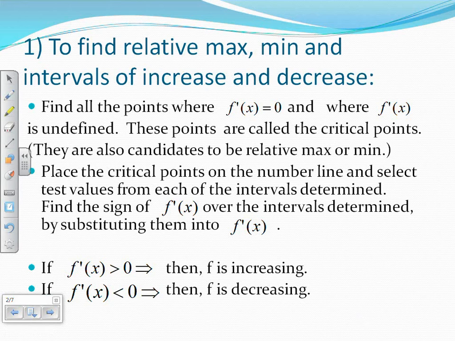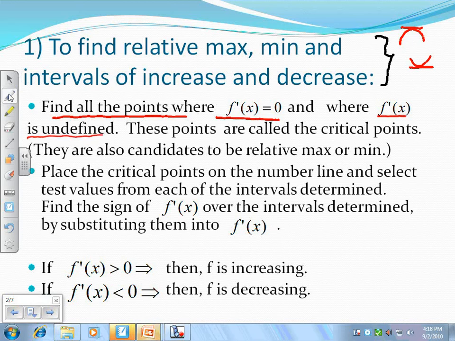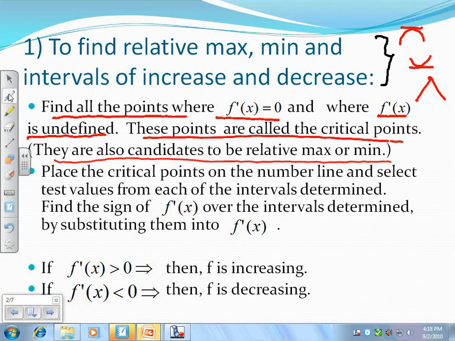First, we're going to want to find the relative max and min. That will also help us to find intervals of increase and decrease. To locate the relative maximums and minimums, we're going to find all points where the derivative is 0. Remember, those are the points where you could have maximums and minimums, soft peaks or valleys. Also, we need to find where f prime is undefined. Those are the points where you could have sharp corners. These points are called critical points. They are also candidates to be relative max or min.